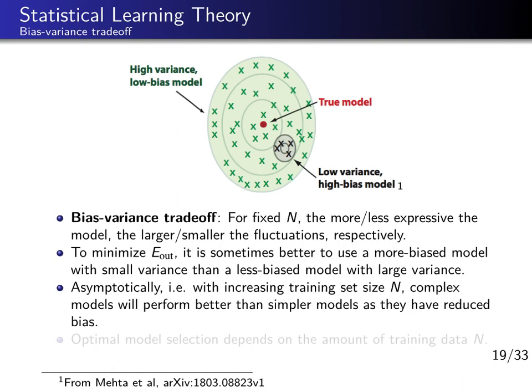Asymptotically, when we have more and more data, so for large training set sizes n, we can afford more and more complex models. So the optimal model, in the sense of minimizing the prediction error, will be more on the side of more complex models. Overall, the optimal model selection, or the hyperparameter selection problem, depends on the amount of training data n, for a given training set.